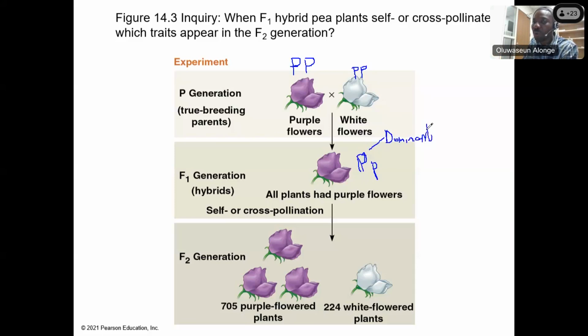Now, they will be purple in appearance, in their phenotype. Phenotype is physical trait, physical appearance. In their phenotype, they are purple. But when you look at their inside, they have both purple and white. So genotype, which is genetic, is purple and white, uppercase P and lowercase p. So we say that these guys are heterozygous.